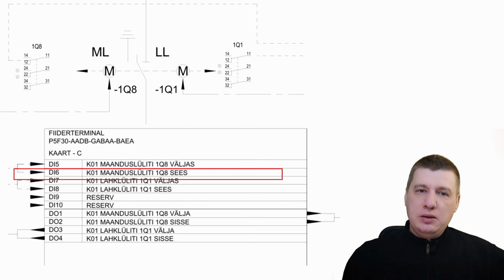The P5 relay monitors the closed state using dedicated digital channels. Looking at the secondary schemes for bay 1, the bay K01 sees status is wired to card C, digital input 6. This signal enters the relay through terminals C11 and C12 when the physical switch 1Q8 is fully closed. The auxiliary contacts, terminals 13 and 14, complete this circuit, telling the relay that the system is safely grounded.